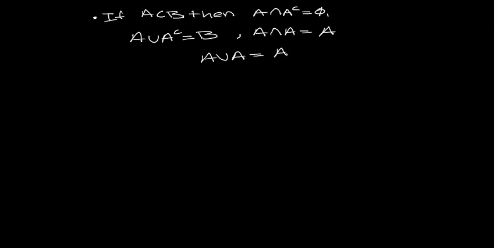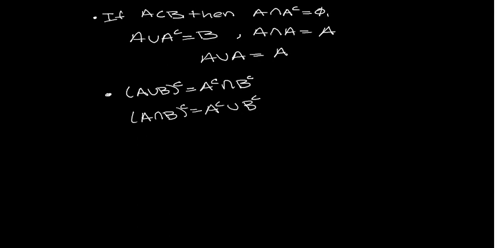And finally, what's the complement of the union? Well, it's just A complement intersected with B complement. And what's the complement of the intersection? Well, it's just the union of complements. These two are called the De Morgan laws.